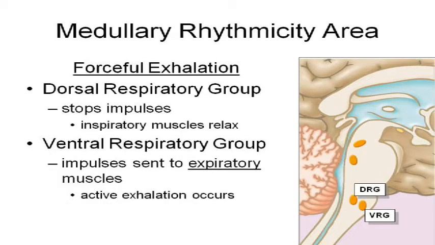Now, forceful exhalation. The dorsal respiratory group stops. The ventral respiratory group sends signals to the expiratory muscles. So, quiet breathing, DRG is firing for 2, relaxing. Forceful inhalation, the DRG and the VRG fire. Forceful exhalation, the DRG stops, the VRG continues to fire, but to a different set of muscles.